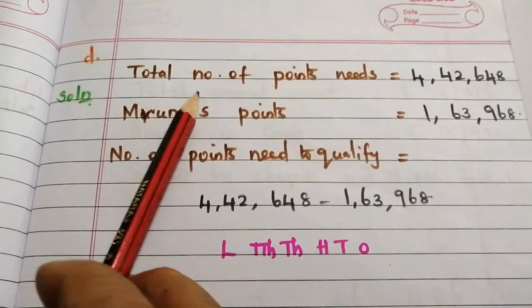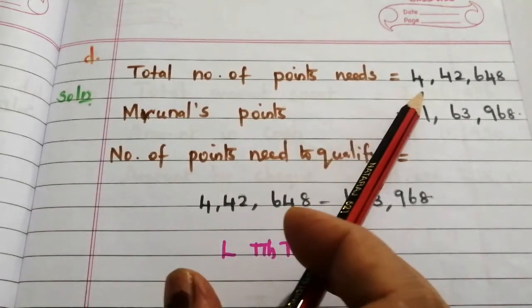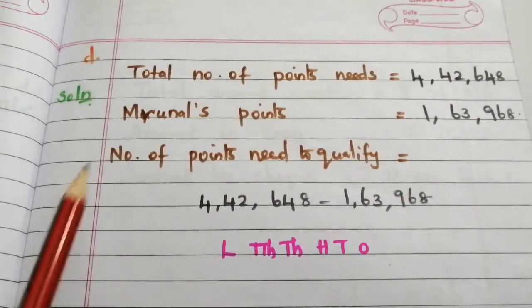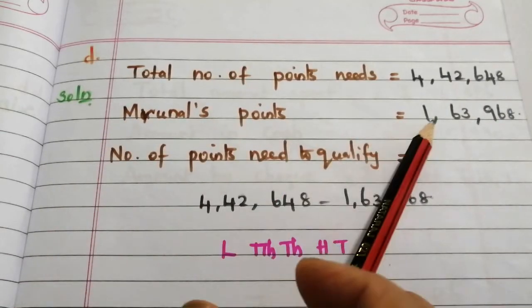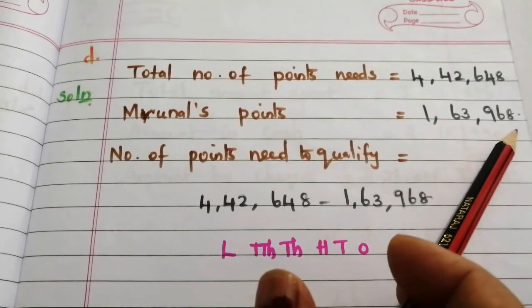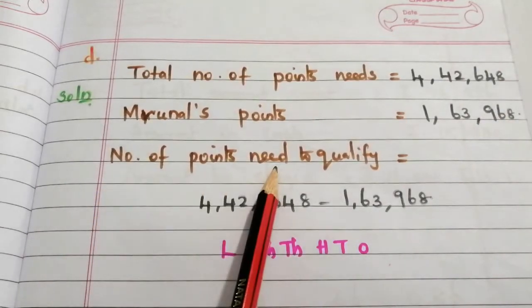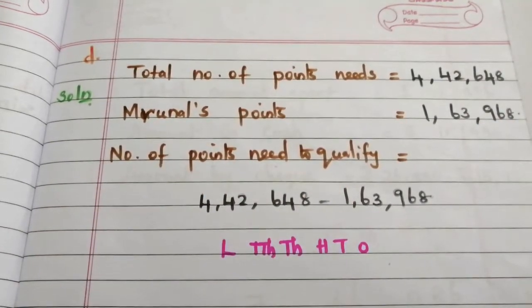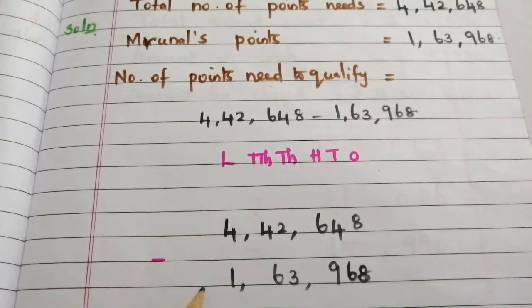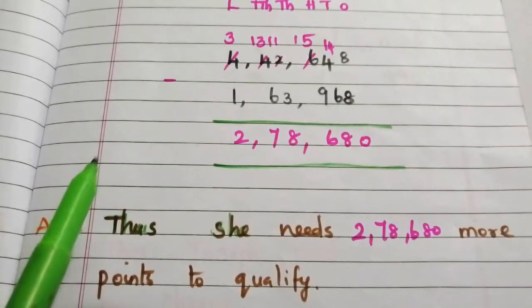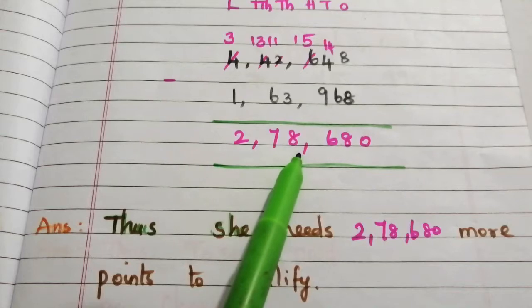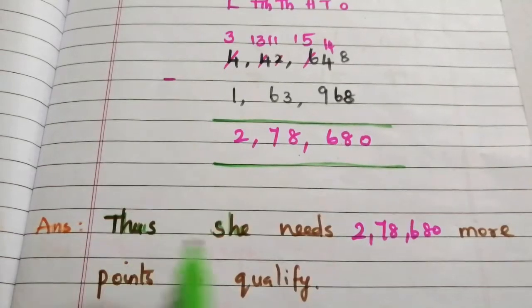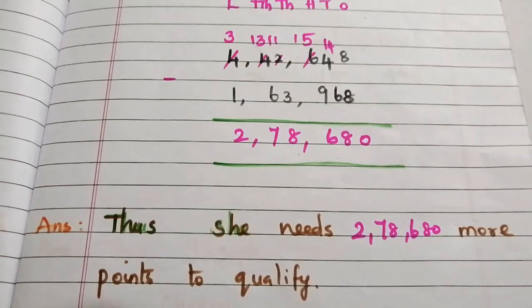So the first statement is total number of points needed is equal to 4,42,648. Mrunal's points is equal to 1,63,968. So number of more points needed to qualify is equal to this minus this. So first we have to write the data vertically, then start subtraction from ones place. So after subtraction we get 2,78,680. Thus she needs 2,78,680 more points to qualify.